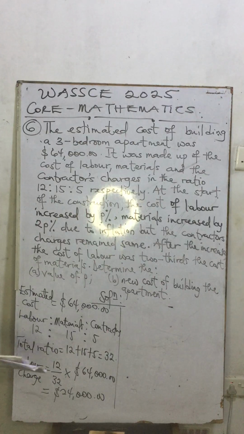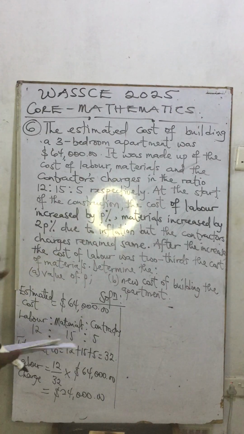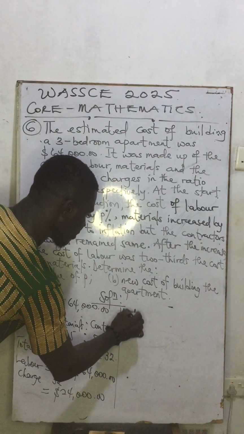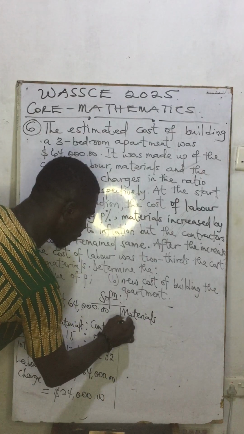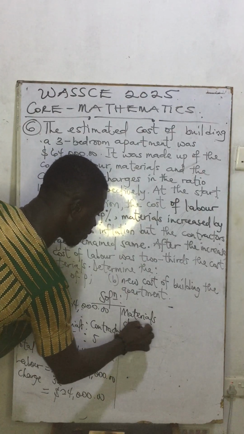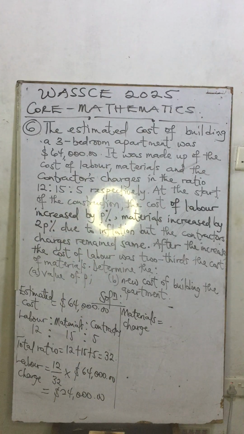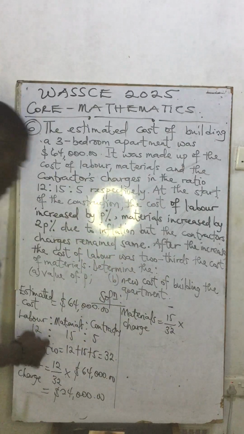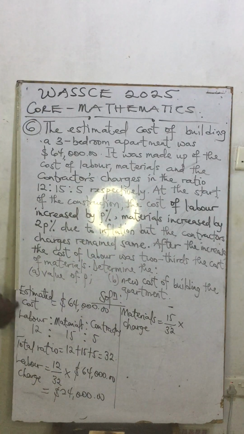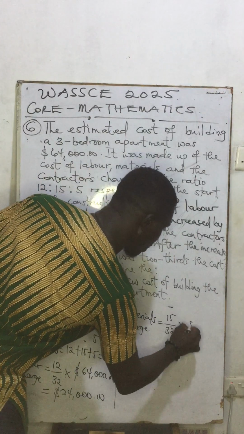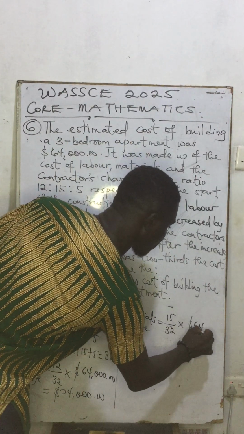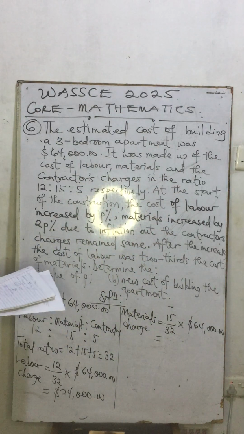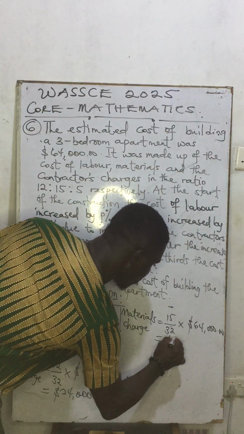Now let's find the cost of materials, or materials charge. The materials charge is equal to the ratio 15 divided by the total ratio 32, times the total cost, which is $64,000. Now here we get $30,000.